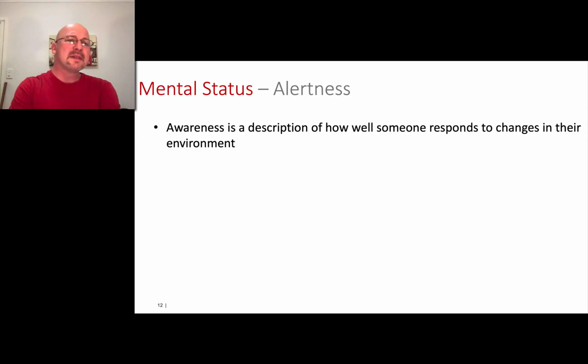So when we talk about mental status, what are some of the things that we're talking about? It's kind of tough to define what it means to be alert and aware and awake and present. It's a vague sort of term. So we'll talk about alertness a little bit. And the definition that we have of alertness is a description of how well somebody responds to changes in their environment. So when things happen around people, do they pay attention?